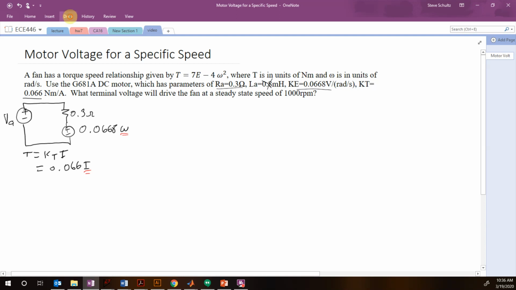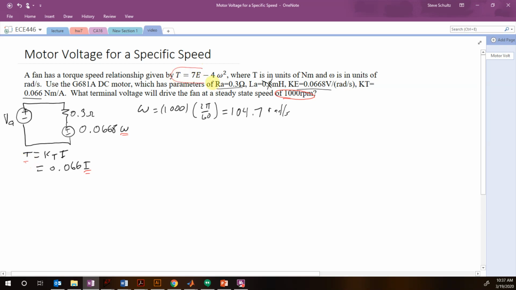So we start with our omega, which is right here. And then, we want 1,000 RPMs. So we're going to say omega is equal to 1,000 times 2 pi over 60, which is equal to 104.7 radians per second.